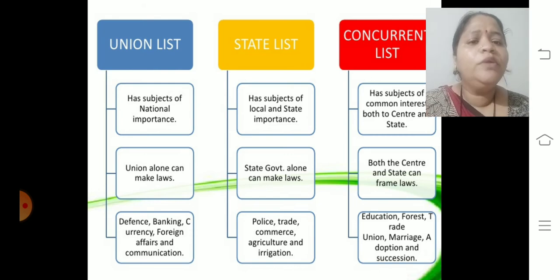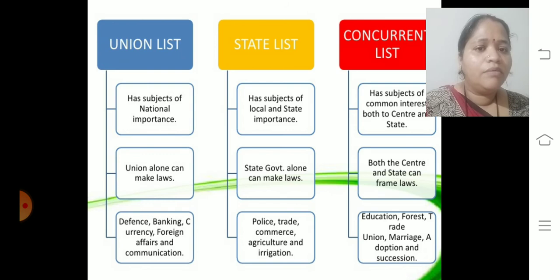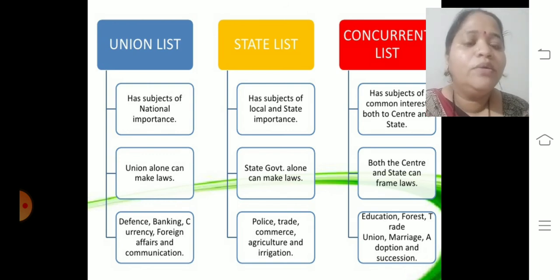Now again coming to the Union List: the Union alone can make laws, because the Parliament is there, all working together and thinking about the country only. We elected them and let them sit in Parliament to give decisions.